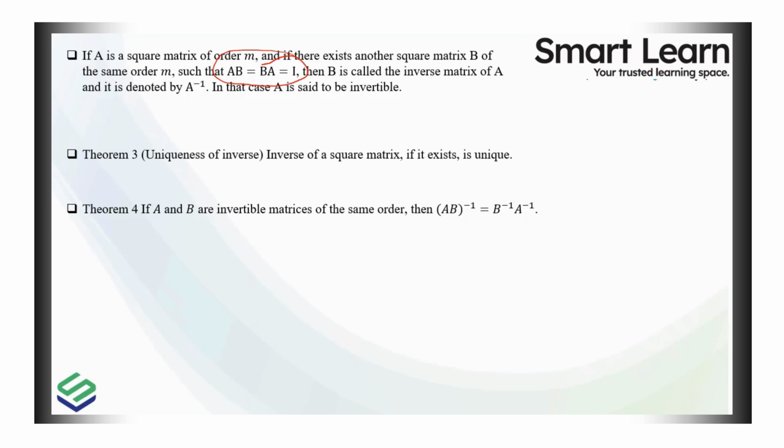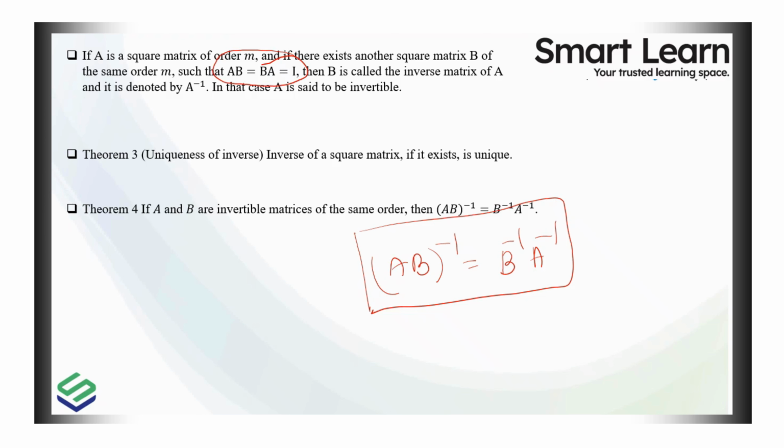Then theorem 3: the inverse of a square matrix, if it exists, is unique. That means if you are taking the inverse of a particular matrix, you will get only the same answer. If it is B, C, something, no other answer you will get, correct? That means it is unique. Then, if A and B are invertible matrices of the same order, then we will write AB the whole inverse is equal to B inverse into A inverse. This is very important.